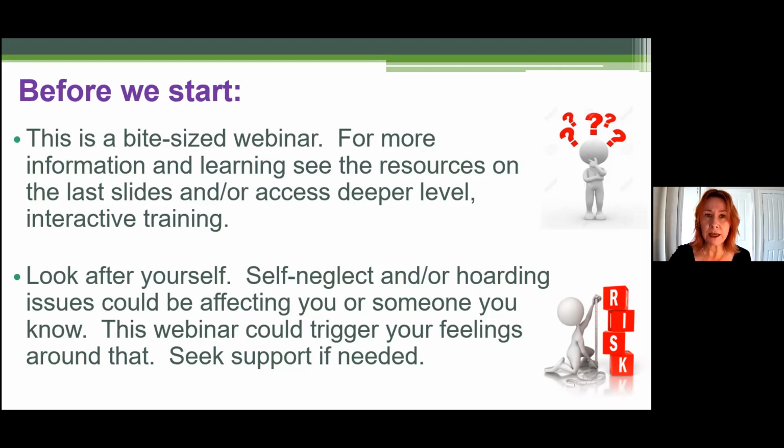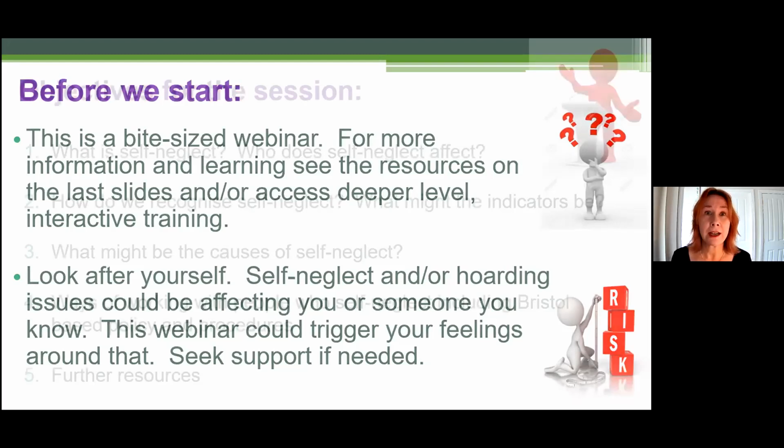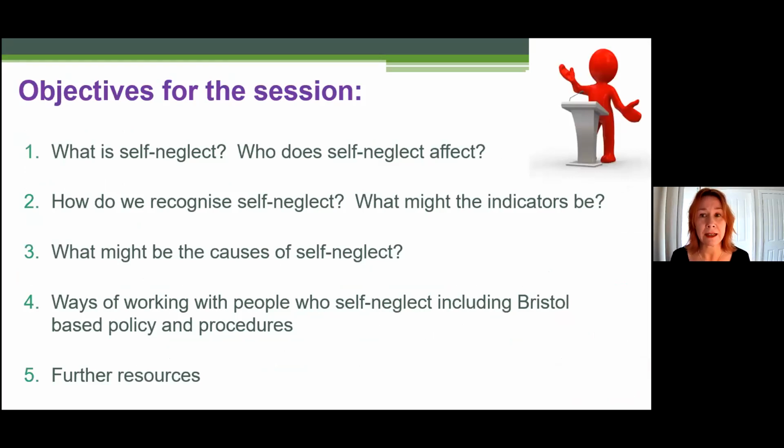Okay, so these are the aims and objectives for the session. We're going to chunk it up. We're going to look at what is self-neglect and who does it affect. We're going to look at ways we might recognise self-neglect and what the impact might be. Also possible causes of self-neglect, and ways of working with people who self-neglect, including that Bristol-based policy and procedures and some further resources, as I've said.